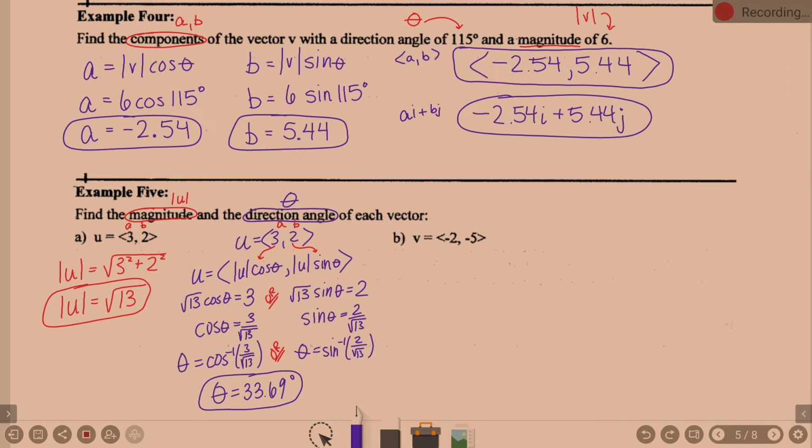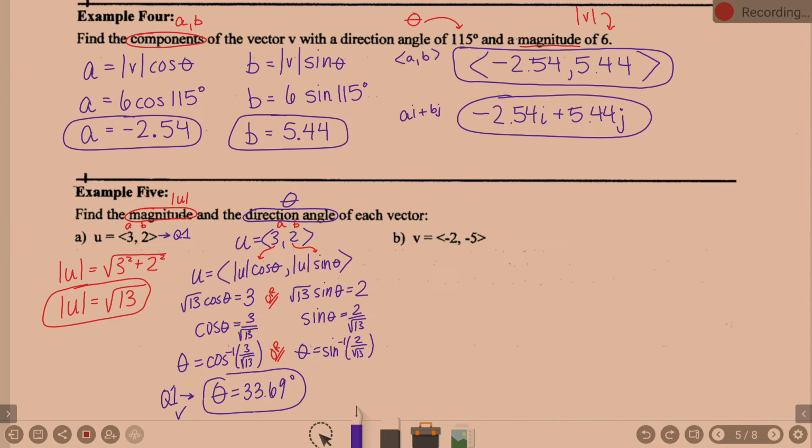Here's what you need to get in the habit of checking. 33.69. This vector was listed as 3, 2. What do you know about that when you think about that as an ordered pair? Where is it? That's in Quadrant 1. So my point I'm trying to get you to think about is, if this is in quadrant 1, where should my answer end up? Quadrant 1. Which it did, yes? So we're good there.